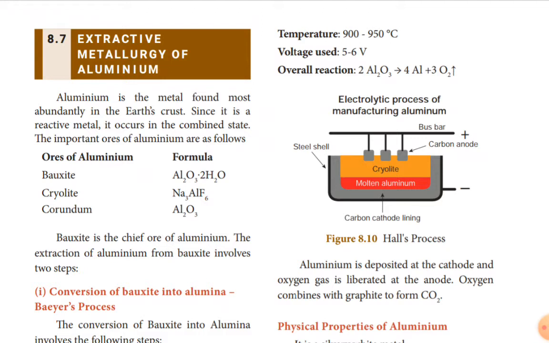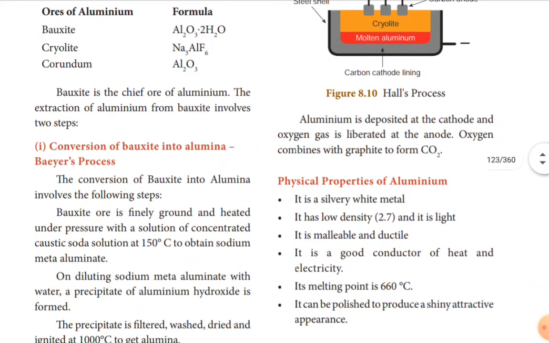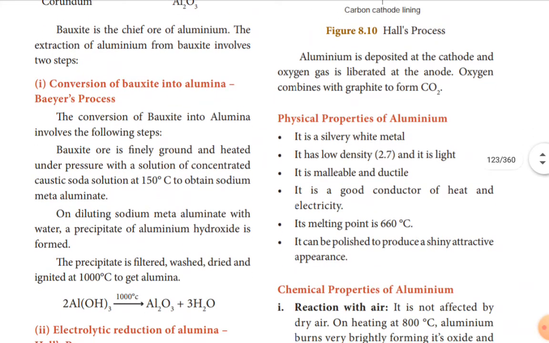Then there are two important main steps to convert bauxite ore into aluminium. So bauxite is the chief ore. Now the bauxite is selected for the extraction, and the first step is the conversion of bauxite into alumina. Bauxite into alumina. The process name is Baeyer's process. And in this process, there are three important stages. See, the first para you have to consider as the first stage, second para second stage, third one third stage.